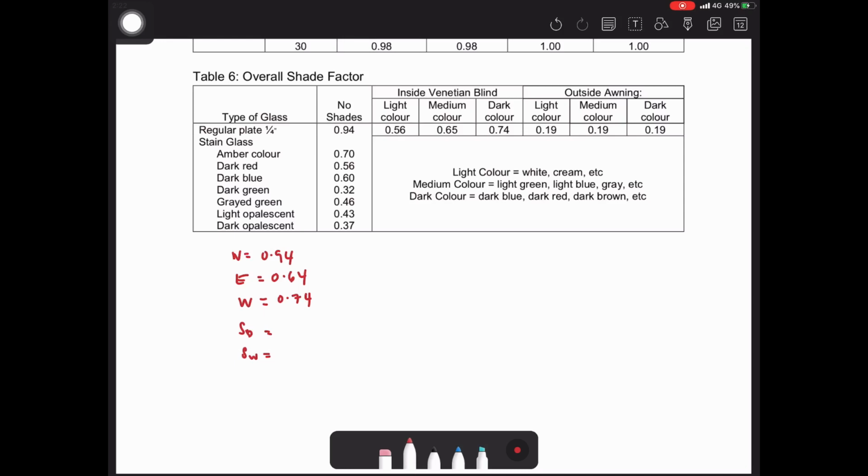So for doors, we are going to take the type of glass regular plate quarter inches and no shades, so the value will be 0.94. While for the windows, it is single regular plate quarter inches, then it has internal blind, so we are going to look at inside Venetian blind, and the color is medium, therefore the value will be 0.65.